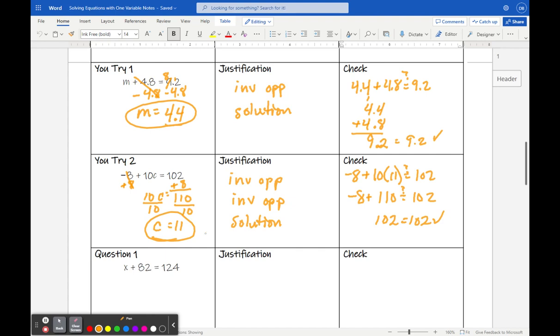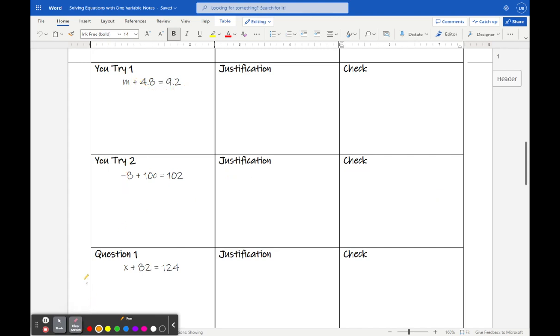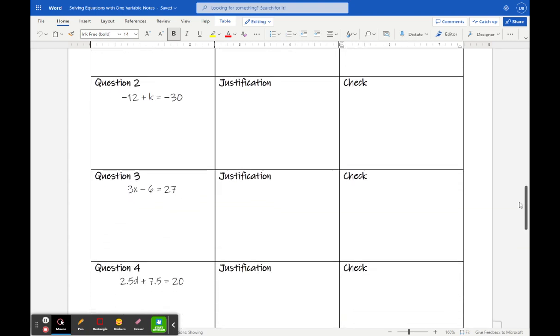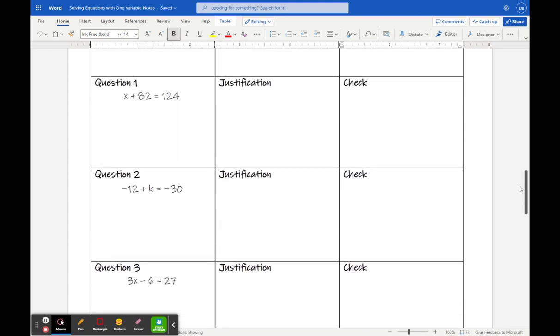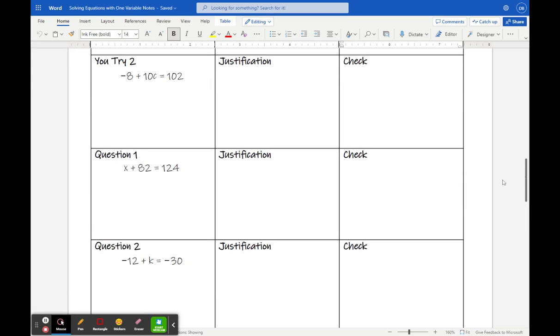How'd you do? I hope you're feeling well. I hope you feel confident with this. You have some example questions down here, 1 through 4. Go ahead and choose 2 of those to finish off your homework so that you have a good understanding, or you know what you need to ask in class tomorrow, and I will see you then.